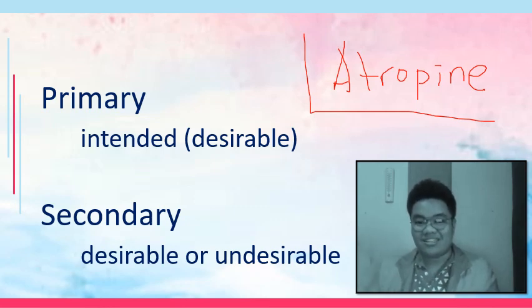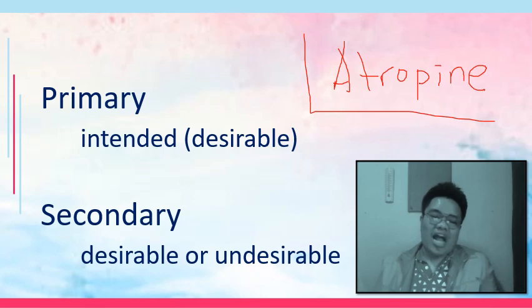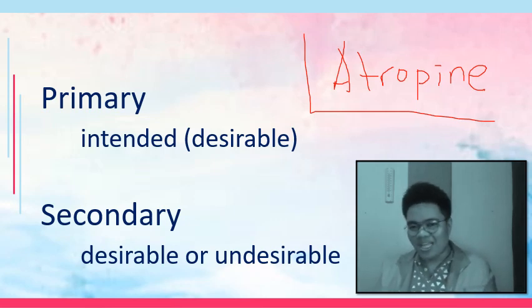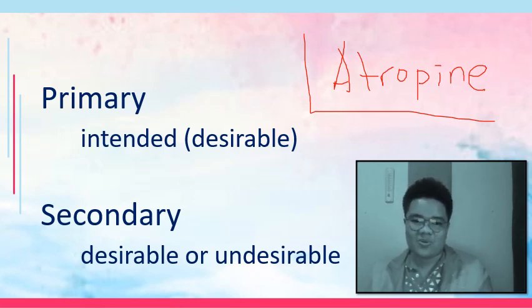And then the secondary effect would be the dryness of the mouth, because the primary effect that we want to happen to the patient right now is to increase his heart rate. So for us to determine the primary and the secondary effect, we also need to understand the case of our patient. I hope that example somehow clarifies the primary and secondary effect to you.